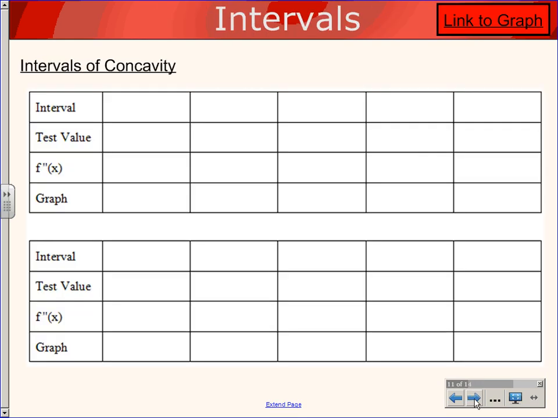Final step is actually doing the intervals of concavity. And here we're going to go around our vertical asymptotes again, just like we did in the last one, and our inflection points. For intervals of concavity, we ignore critical points, right? They're not important, but the vertical asymptote still is. So we need to set up our intervals around that vertical asymptote at 0 and the inflection point at 3.